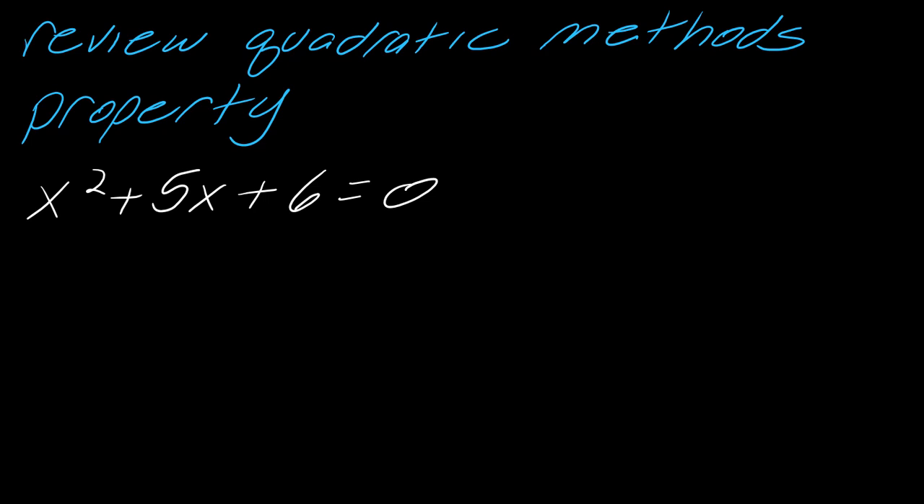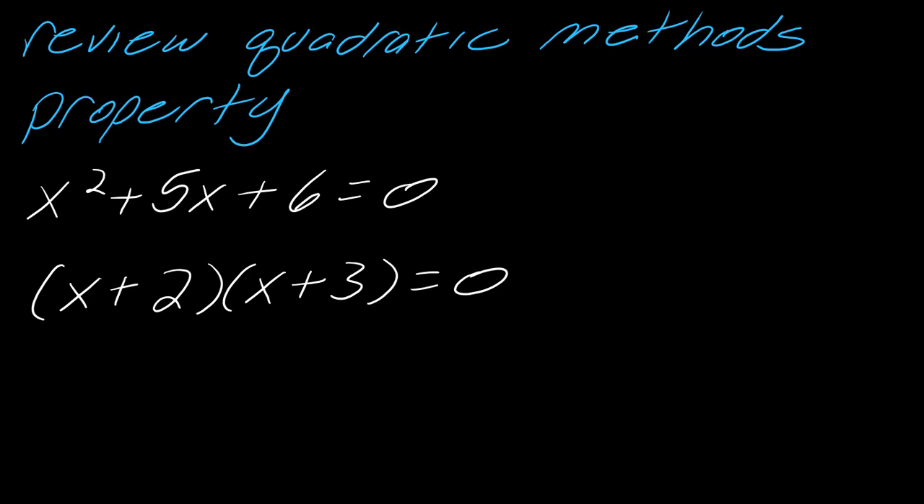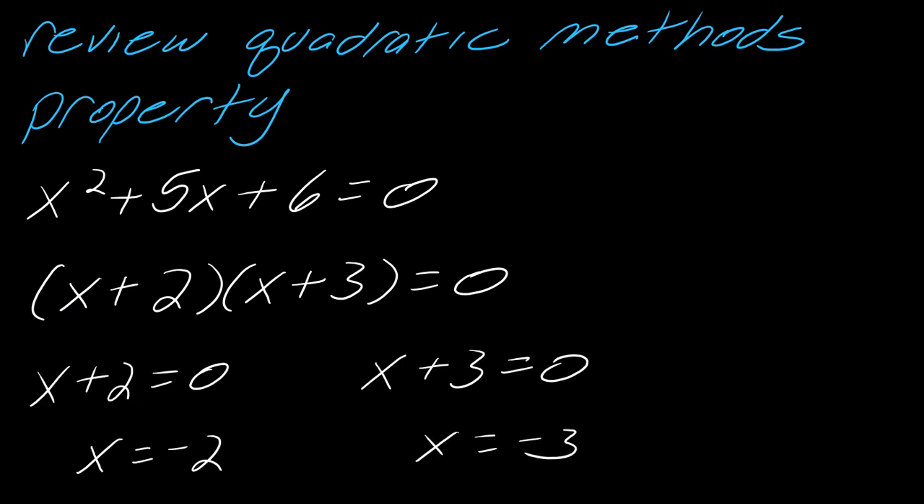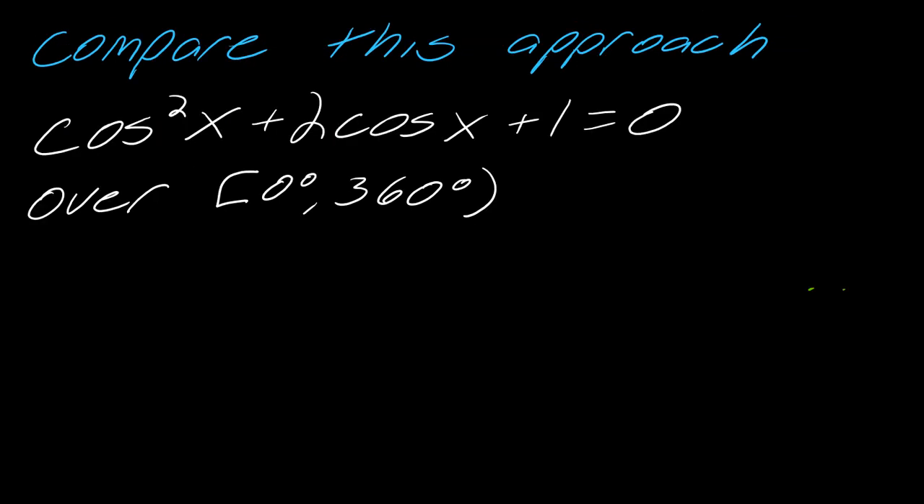I called it a property, though it's not really a property. But okay, a lot of times what we do with quadratic methods is we can just factor, right? So I can factor this expression here, and then once again I'd set each factor equal to 0, and then I would solve to get x is -2 and x is -3. So I can pivot now, and I can do that same thing with trig functions. So I can also factor this equation here.